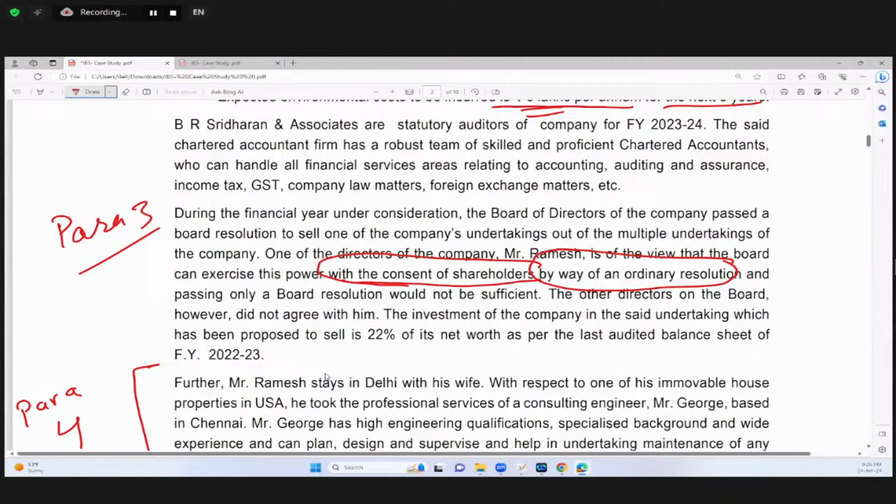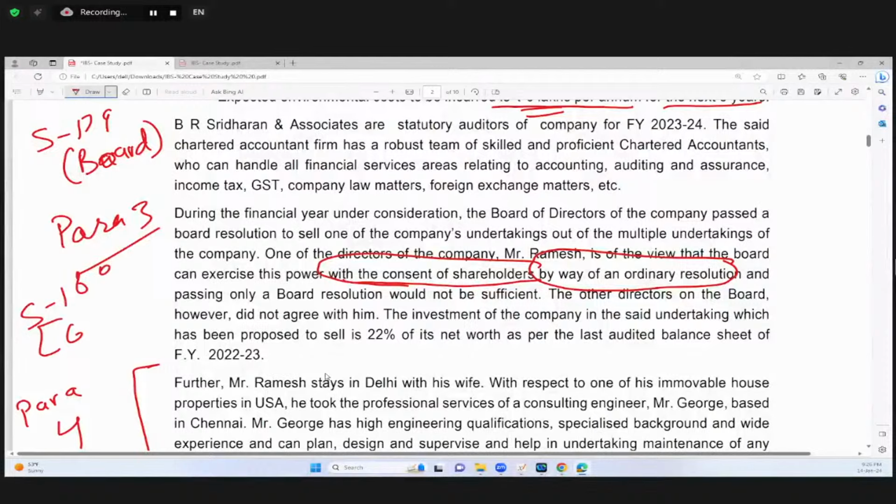Only the board of directors sit and a board resolution is passed. If we look, two powers are there: Section 179, that is the board, and Section 180, that deals with the general meeting. What is a general meeting? The general meeting is of our shareholders.